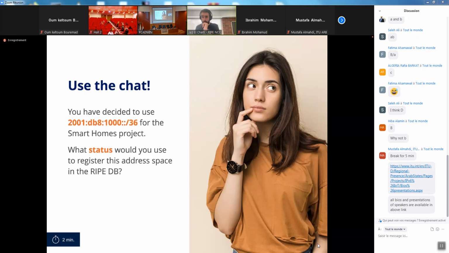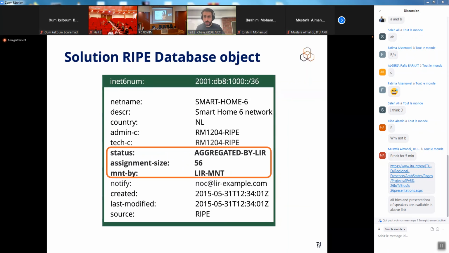I'll give you two scenarios, two solutions. In the first solution, you say, as an LIR, you know what? I'll consider this as a wholesome project, like one customer for me, and I'll just do one big aggregation. So I'm going to represent the million houses. Each house has a /56. I'll group all of them in one aggregated assignment, and that's aggregated by LIR, I put the assignment size /56, and then I put myself as the maintainer, me as an LIR.